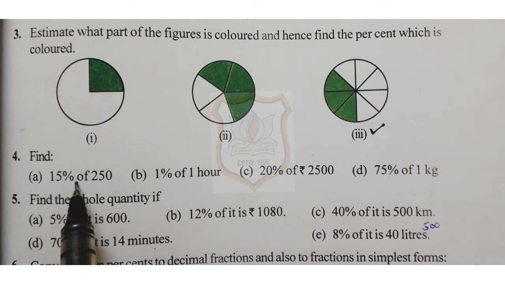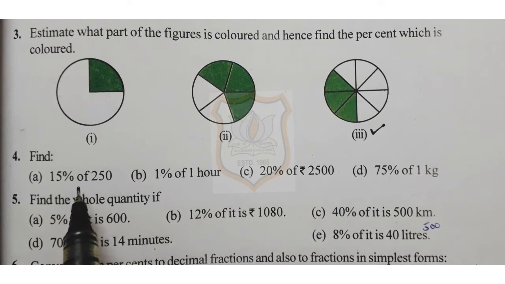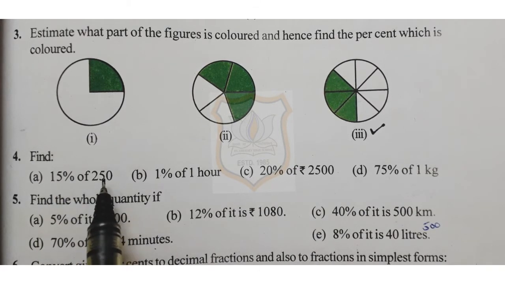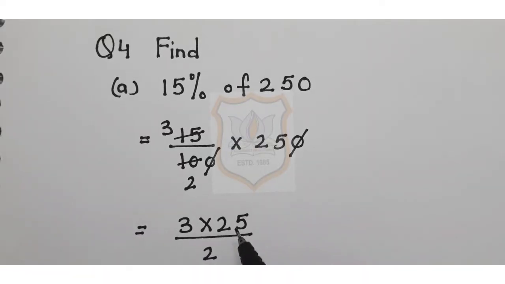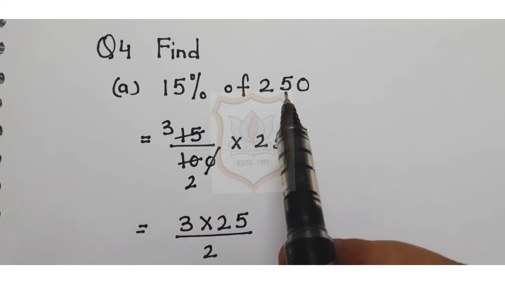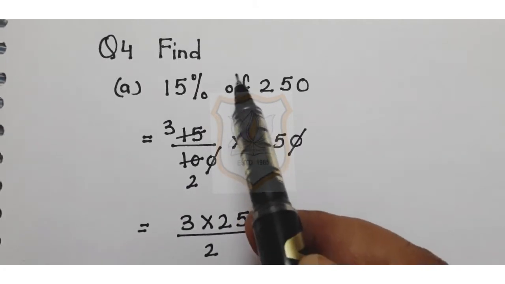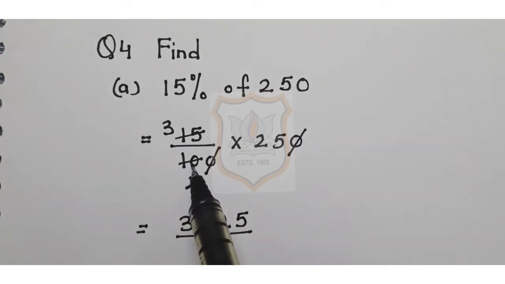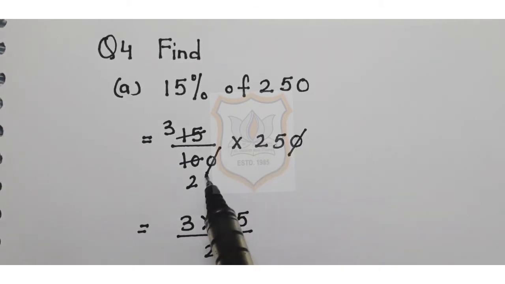A part is 15% of 250. Of means multiplied. This I told you in my previous chapter. Of means multiply. That is 15 upon 100 into 250. Let's calculate. So this is the solution of A part of question number 4, that is 15% of 250. Of means multiply. This I told you in my earlier lessons. So 15% means 15 upon 100, of means multiply, 250. 0, 0 cancel.